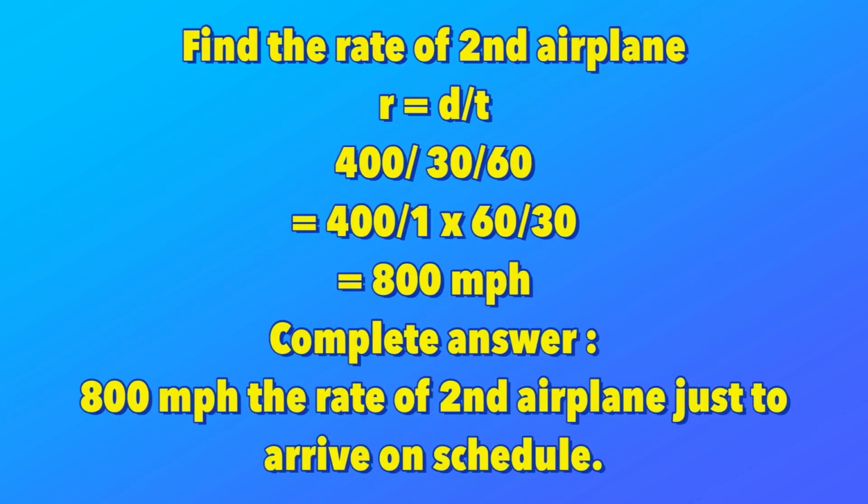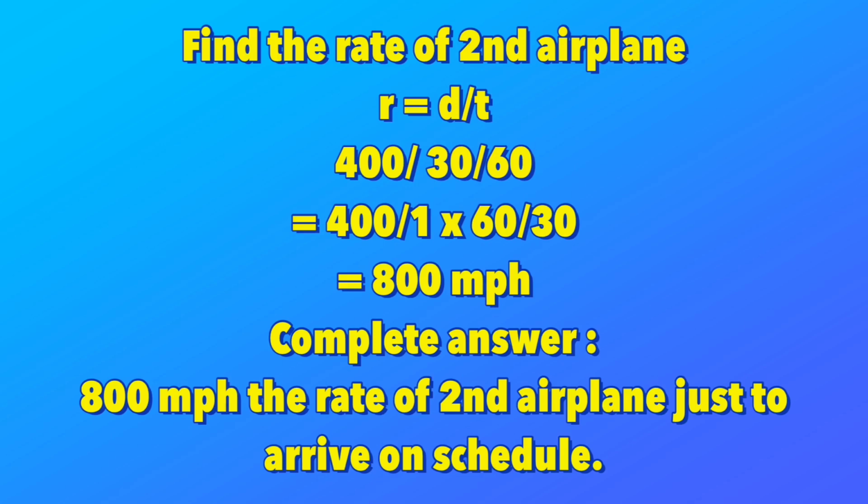Our next step is to find the rate of the second airplane, which is required in the given problem. So the rate is equal to D over T, that's our formula. The distance covered is 400 over 30 over 60. Why 30 over 60? Because the time covered is 30 minutes. We have to divide this by 60 minutes because our rate is expressed in hours. That's why we're going to divide the 30 minutes by 60 minutes.